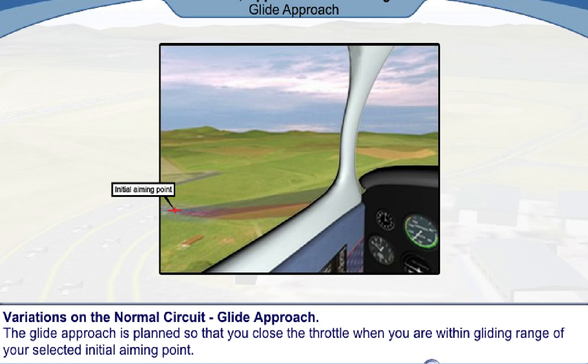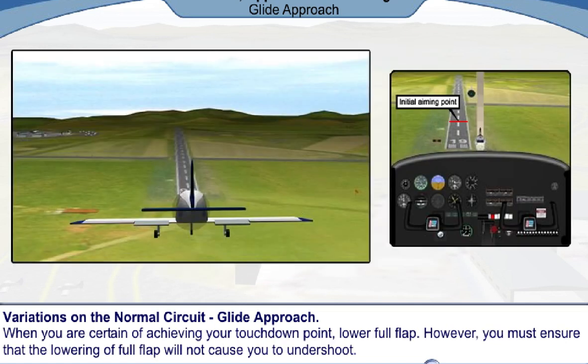If you find that you do need power to achieve a safe landing, then your glide approach will have been unsuccessful. Consequently, because without power, undershooting must be excluded, the initial aiming point is selected well into the landing area. When you're certain that you will achieve your initial aiming point, you can then lower full flap and touch down at the beginning of the designated landing area.